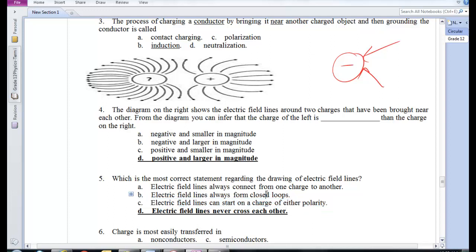Electric field lines always form closed loops. This is wrong. They don't form closed loops. And electric field lines always connect from one charge to another. No, because this is not the case if there are two positive charges.